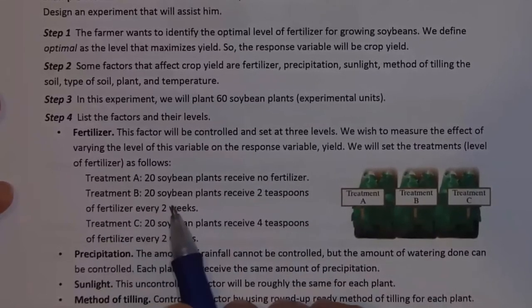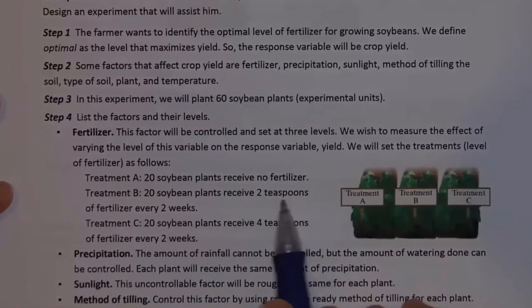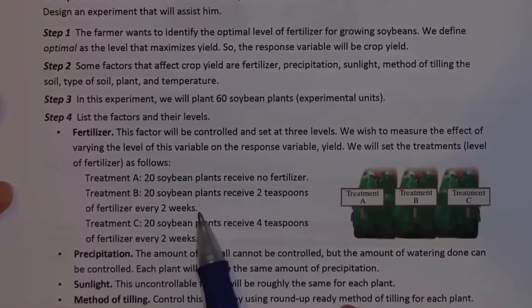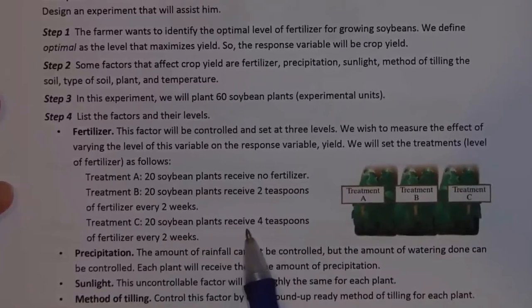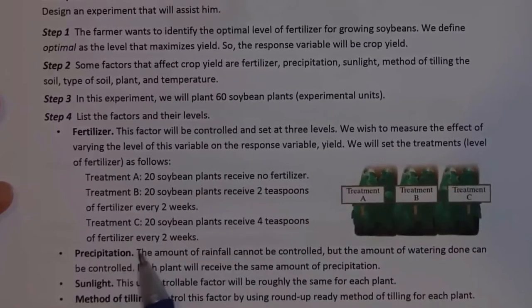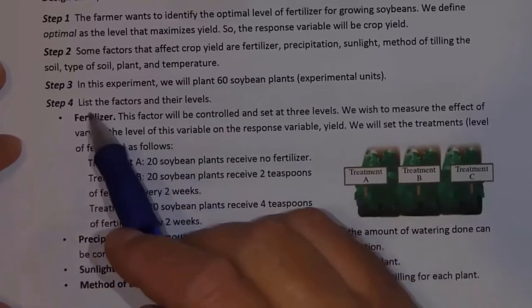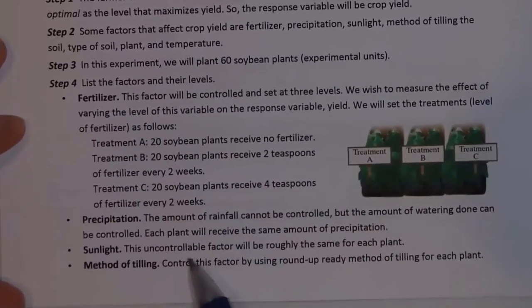Treatment B, 20 soybean plants are going to receive 2 teaspoons of fertilizer every 2 weeks. And treatment C, 20 soybean plants are going to receive 4 teaspoons of the fertilizer every 2 weeks. So that's the one we're really controlling.